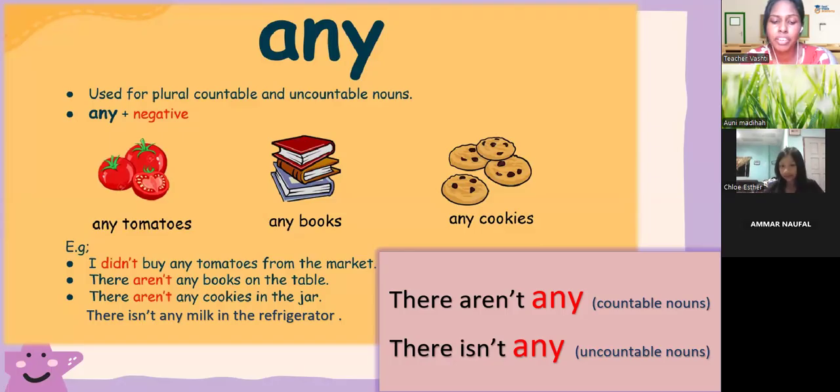So far we have learned the word a and some or any. When to use a, when to use an, when to use some, when to use any. Okay, now we are at the last part, any. All you have to do is copy this one here in the box. There aren't any, there isn't any.